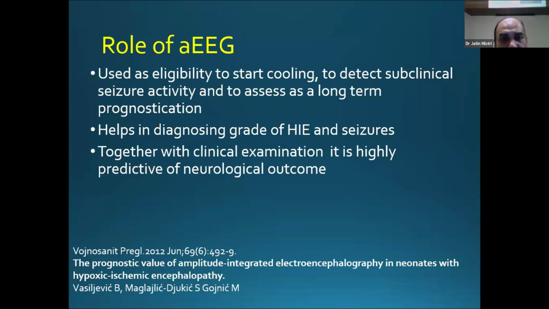It basically works on a raw EEG, which is compressed and converted by a semi-logarithmic formula into a trace, and that gives you the background, and then you can classify encephalopathy on the basis of the amplitude EEG. It is also very useful for long-term prognostication. Suppose the baby had a severe encephalopathy, and you see that with therapeutic hypothermia, within 24 hours you get a better sign; that helps in the prognosis of the baby. So it has diagnostic value as well as prognostic value, and together with the clinical examination, it is highly predictive of neurological outcome.